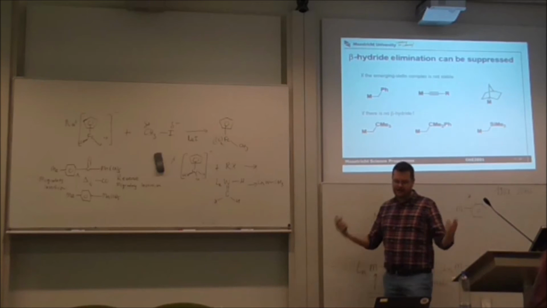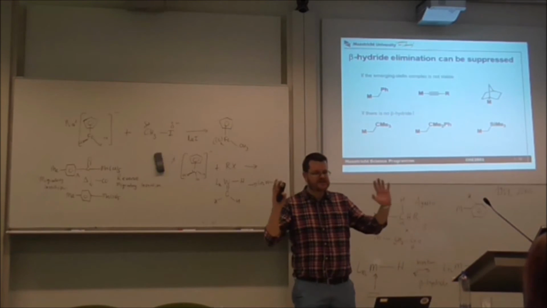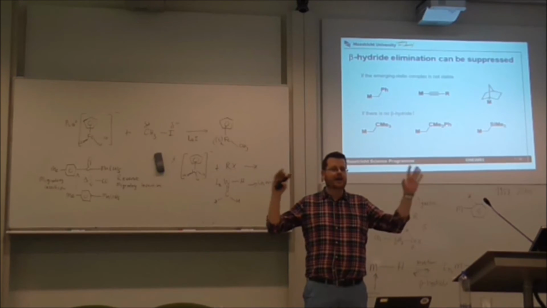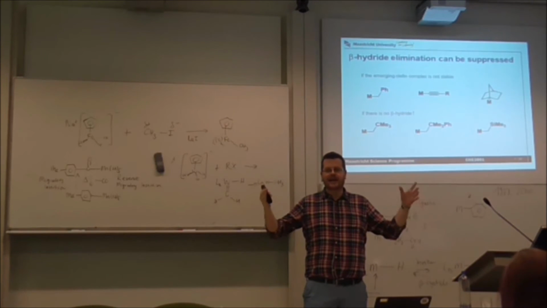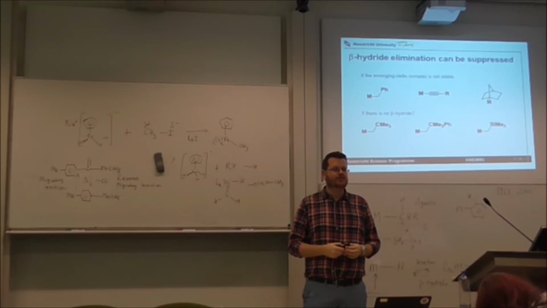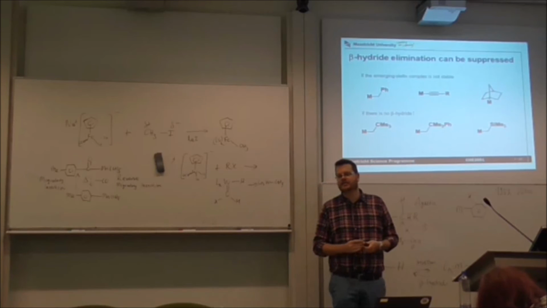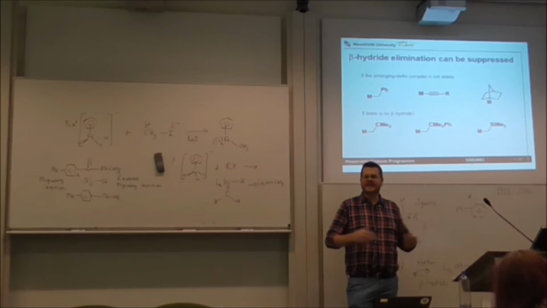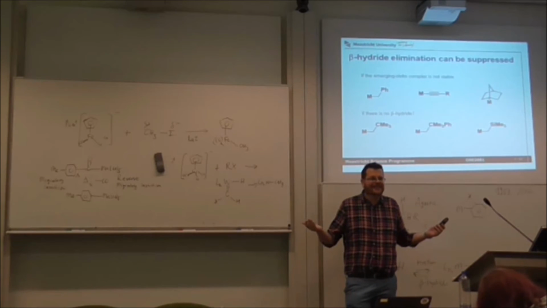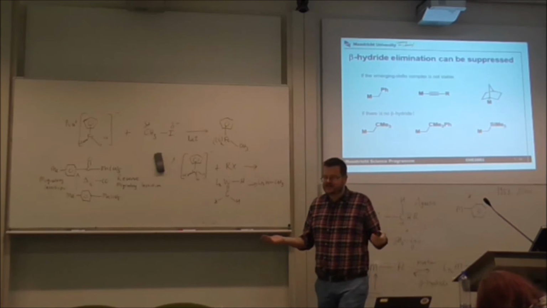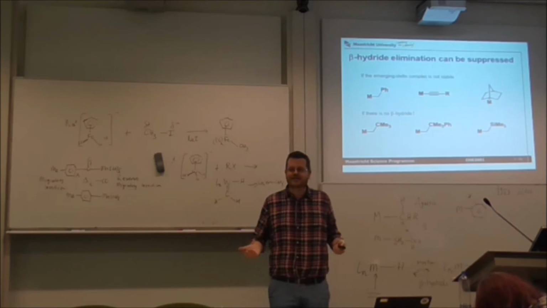And how could we block it? If we want to have a stable alkyl compound that doesn't die on us by beta H elimination, what can we do? Think about it. What would you do if you're a scientist and you want to block it? Just have no beta H's. That makes sense, yeah. If you have no beta H's, you can't undergo beta H elimination because there's no beta H.